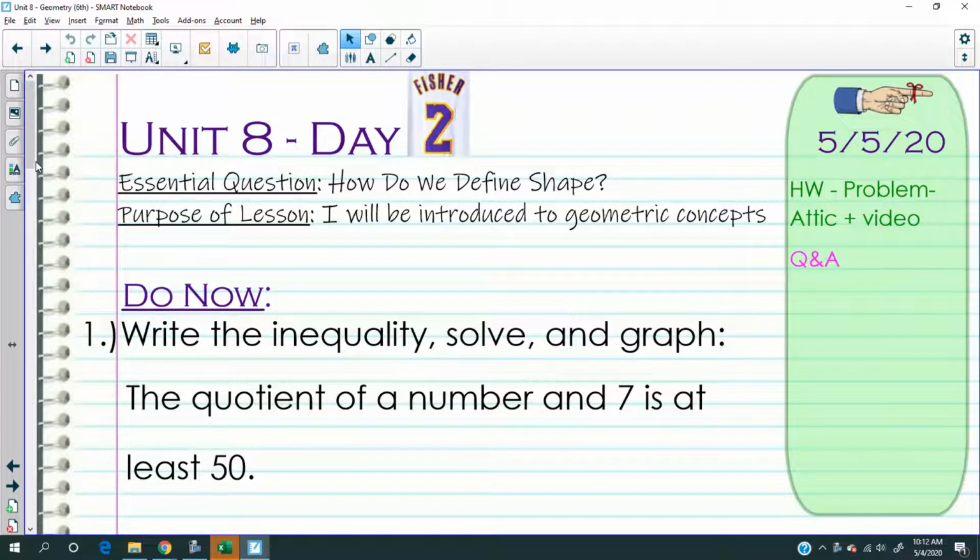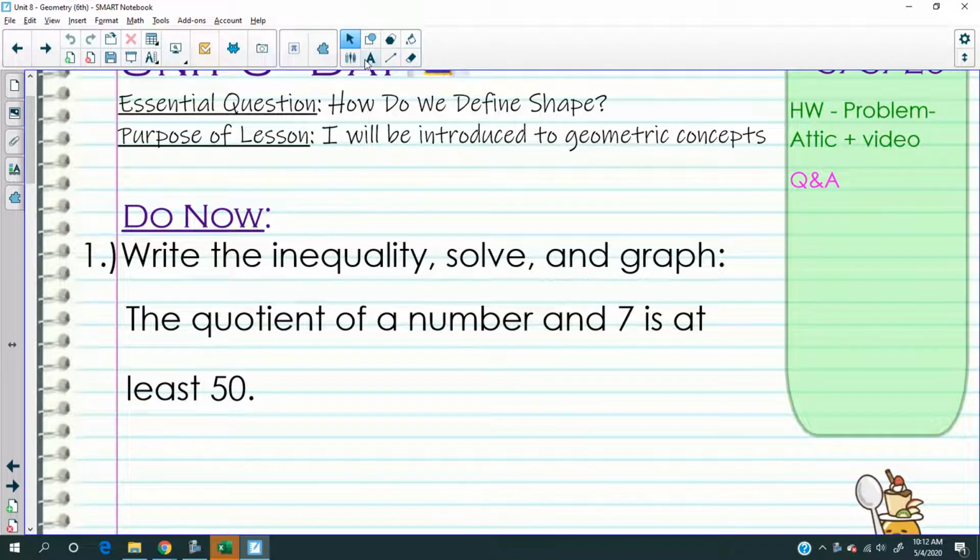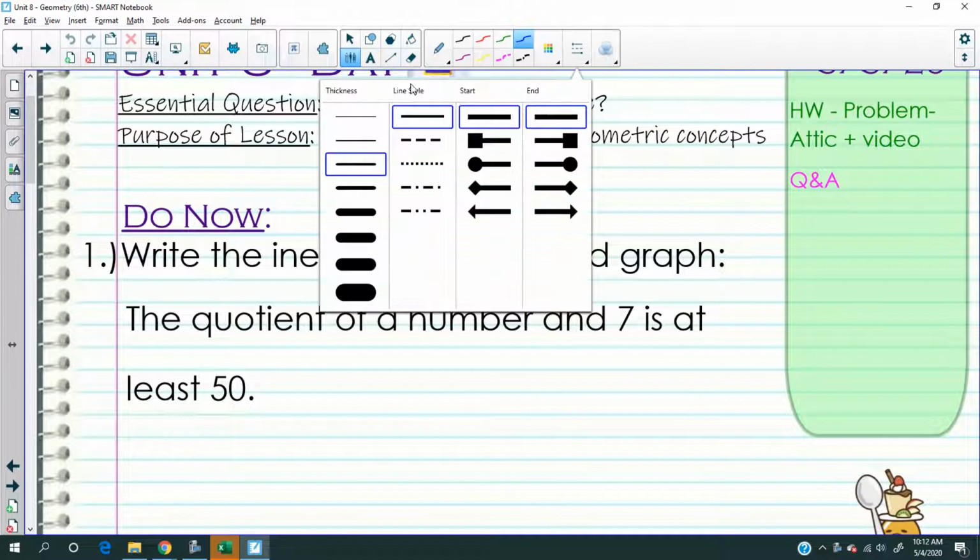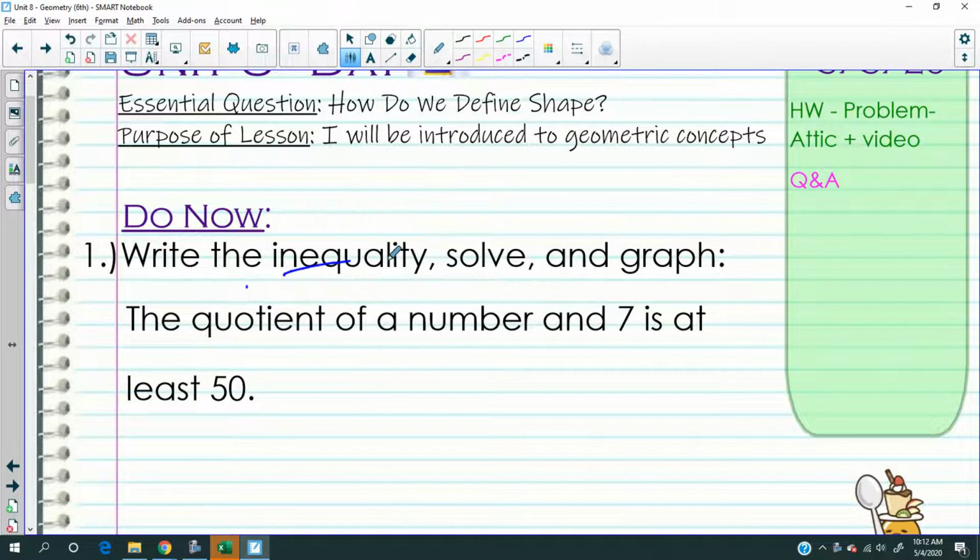Okay, all right. So let's see. What does it say? Write the inequality. Solving. The quotient. Now, what does quotient mean? Yeah, division, right? So the quotient of a number and 7 is at least. How do you write at least 50? At least 50, right? No less than, right? Minimum. There you go.